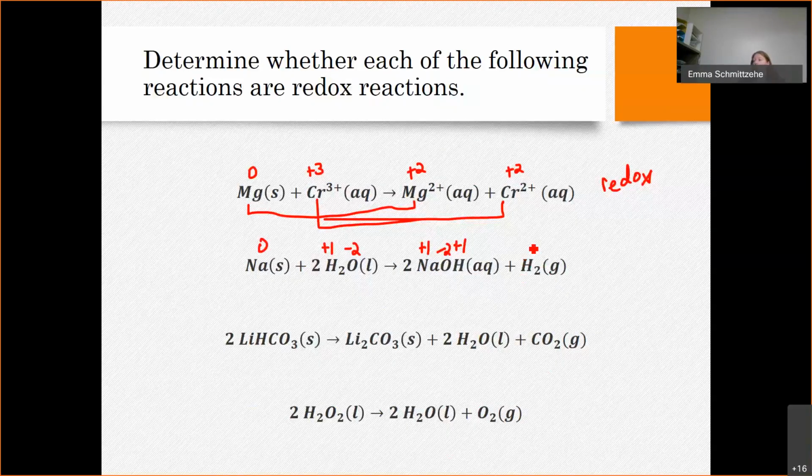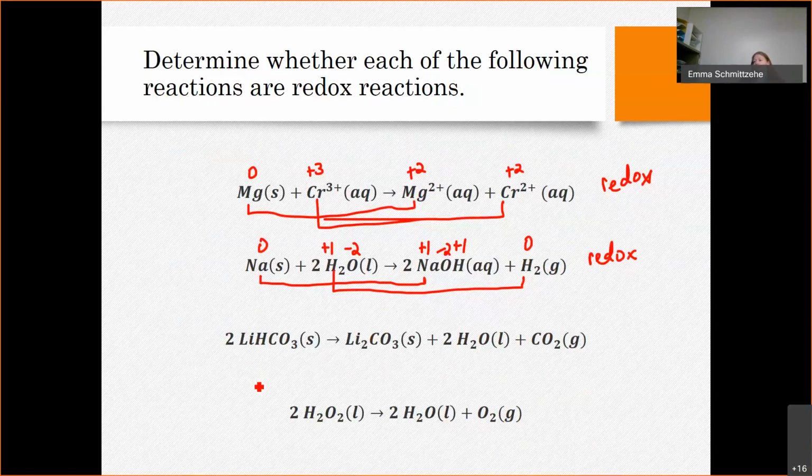And then we have hydrogen by itself in neutral, so it is 0. Okay, so you look and see, do you have changes? Oh, yes, you do. You have sodium being oxidized, and then you have hydrogen being reduced, right? So this one also is a redox reaction, okay?